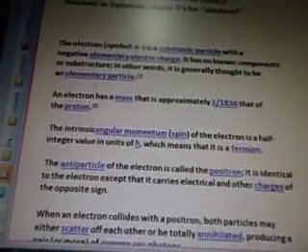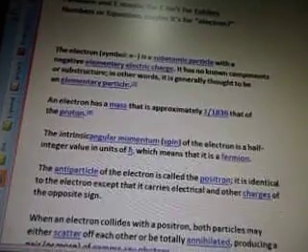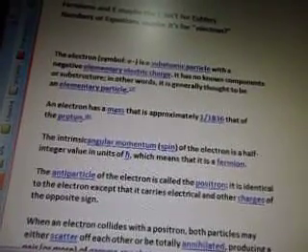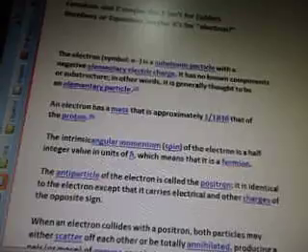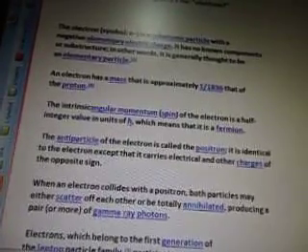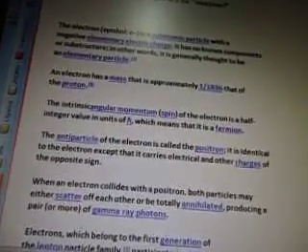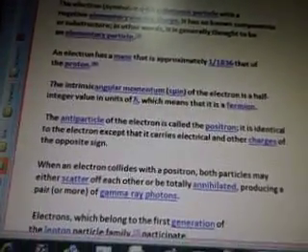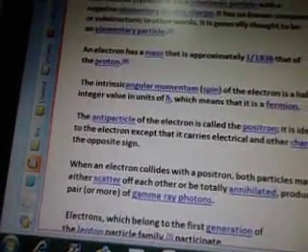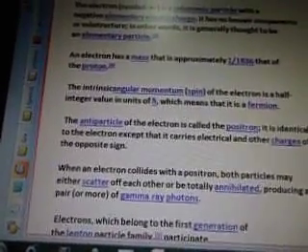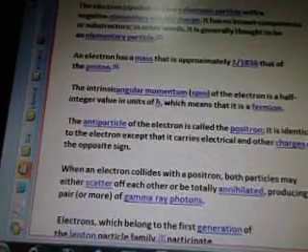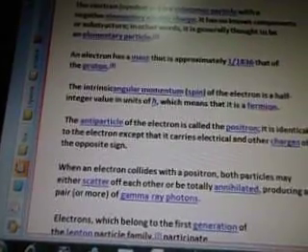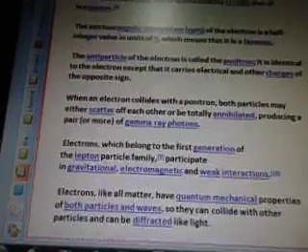An electron has a mass that is approximately 1/1836 that of the proton. The intrinsic angular momentum, spin, of the electron is a half-integral value in units of whatever that is, which means that it is a fermion. The antiparticle of the electron is called the positron. It is identical to the electron except that it carries electrical and other charges of the opposite sign.